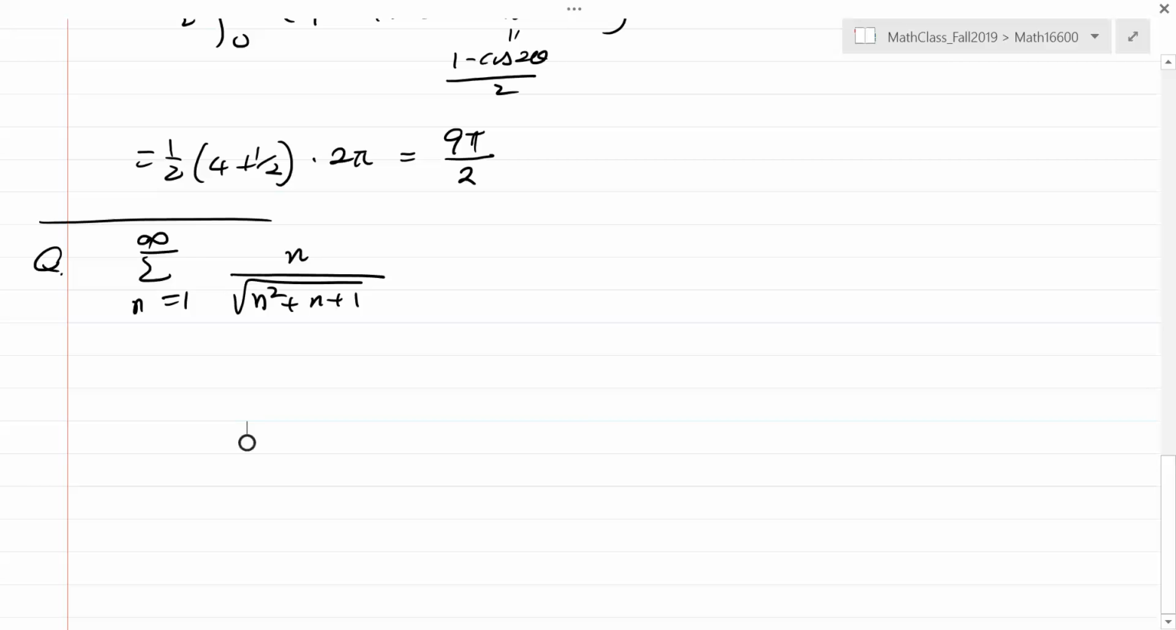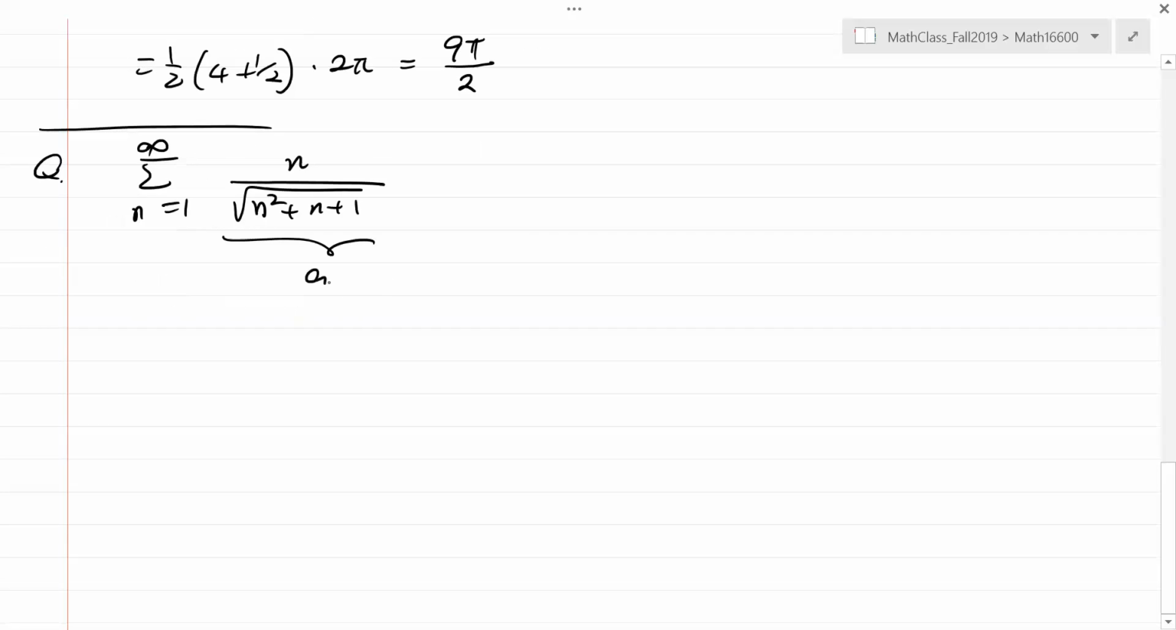If the comparison test does not work, use the limit comparison test. It's not that easy to use a comparison test. For some series, the limit comparison test is better, because you think it's almost like the series after deleting n plus 1. If you use this method, you get a simple one, then use the limit comparison test. Don't use the comparison test, because it's harder for you to prove something in this direction.